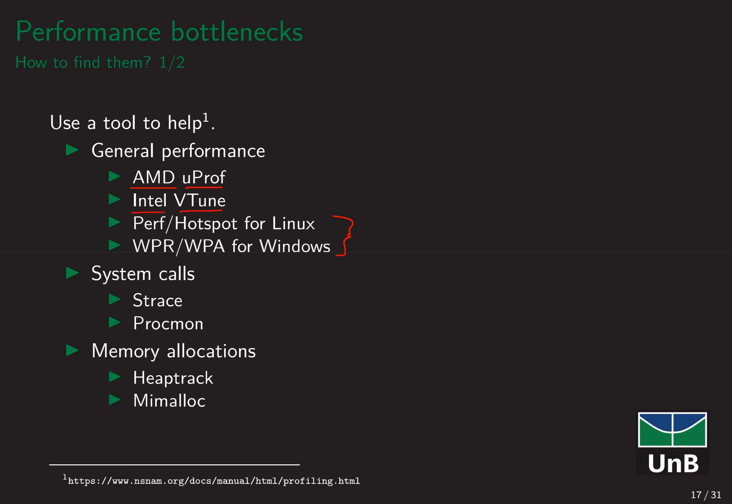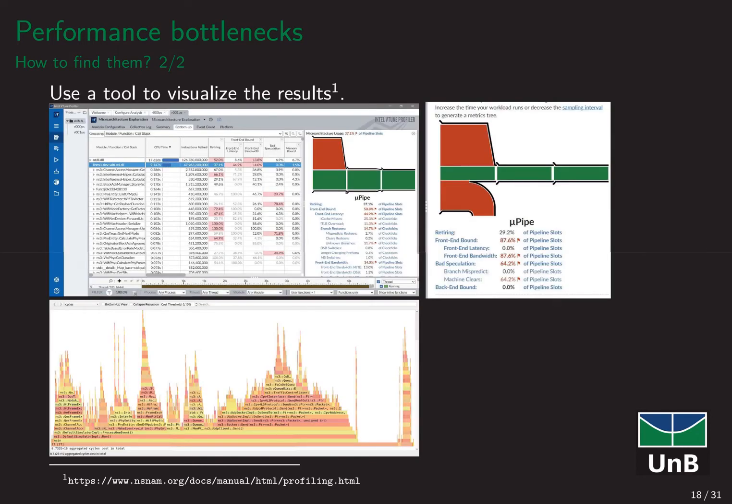For system calls in Windows, we have Procmon, in Linux we can use strace. I think macOS also has strace or dtrace, which are kind of similar. For memory allocations, we can use Heaptrack or mymalloc, which is a custom memory allocator, but can track a ton of interesting information about the memory allocations. I also suggest using the graphical user interface provided by those profilers to visualize and identify the bottlenecks.